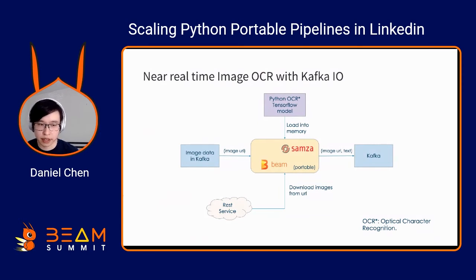So what this does is it retrieves a message URL, requests the actual image from a REST service, and loads the OCR TensorFlow model into memory in order to parse the text from the image URL, and sends this result to Kafka to be processed. It's a very simple use case, but it really illustrates the new type of customers that we will now be able to onboard at LinkedIn to use a portable pipeline.